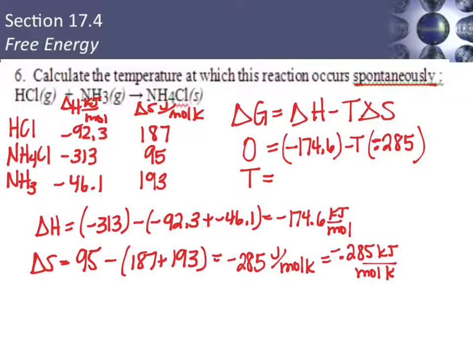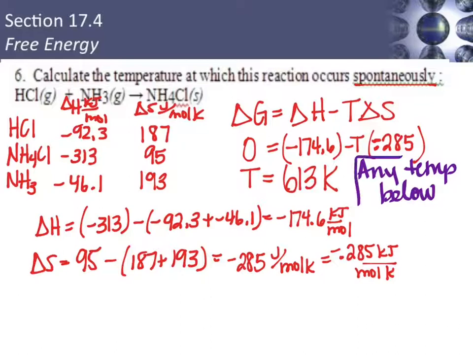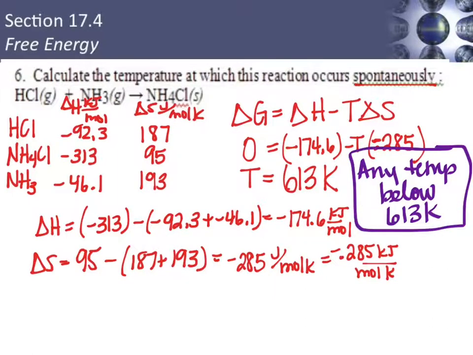Yes, 613? 613 Kelvin. So for this to be spontaneous, any temperature below this will be spontaneous, or thermodynamically favored. Once you get above it, then it becomes non-spontaneous. Okay? Any questions on that?